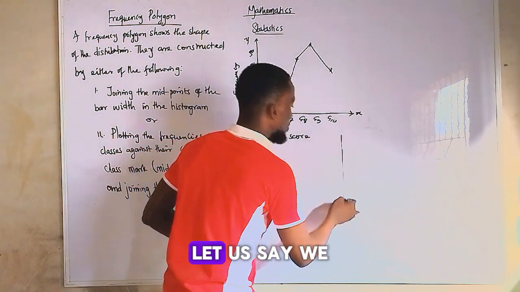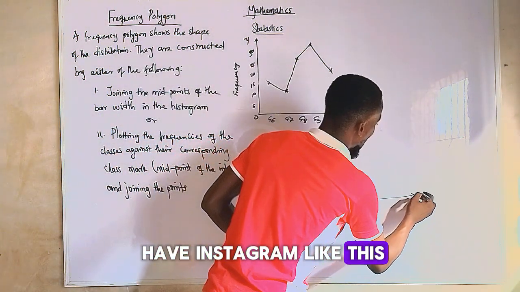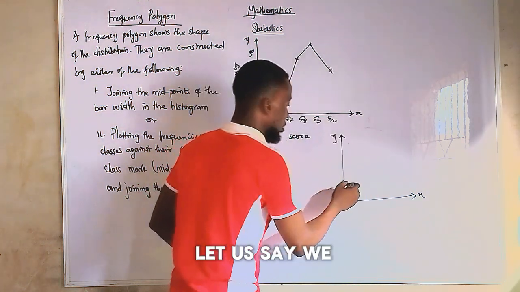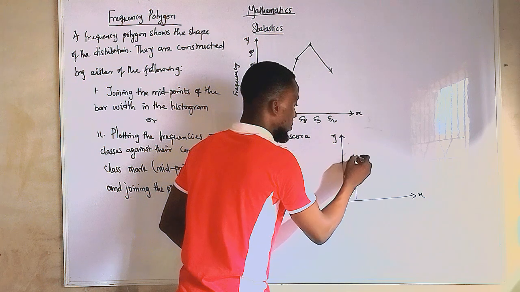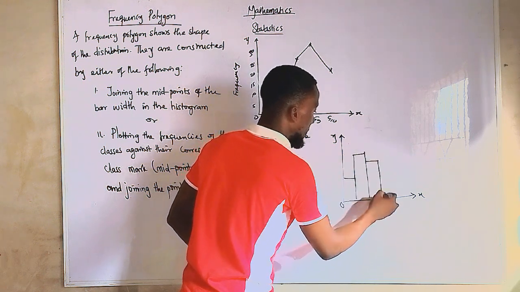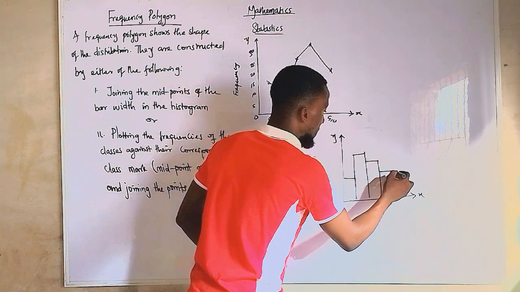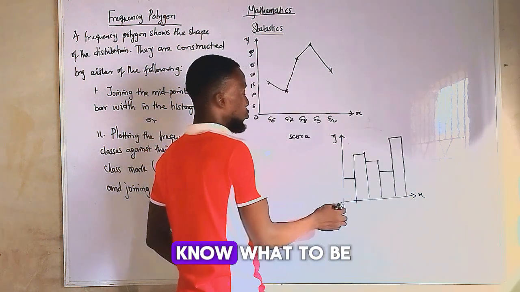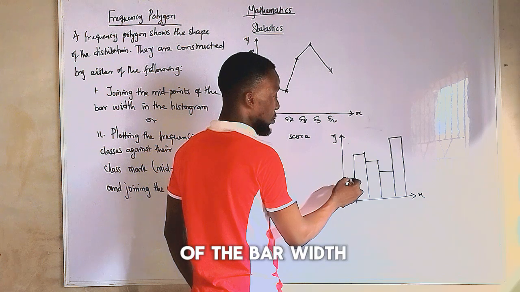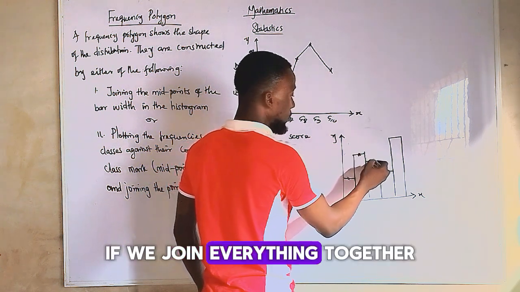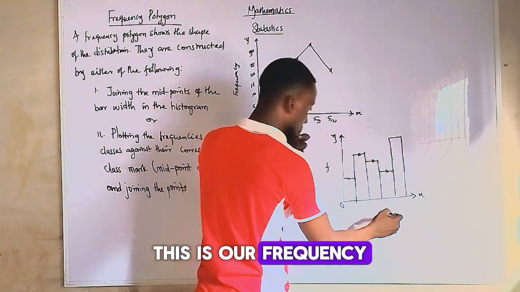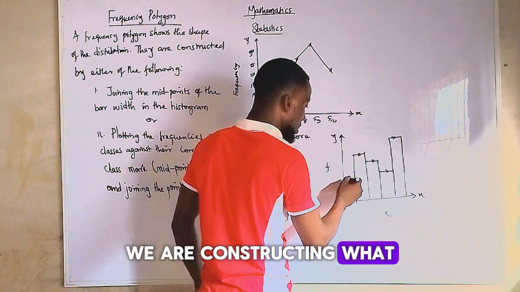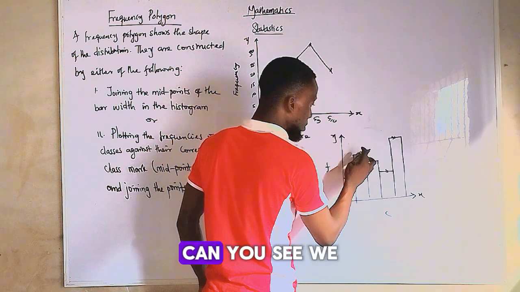What we mean is this. Let us say we have a histogram like this, our x-axis, and this is our y-axis. This is our origin. Let us say we have this as a histogram. Don't mind me. Obviously, we know what we'll be having here. The midpoint here of the bar width. If we join everything together, we already have what? This is our frequency and this is our class. The midpoint here, if we join everything together, we are constructing what? A frequency polygon. Can you see?